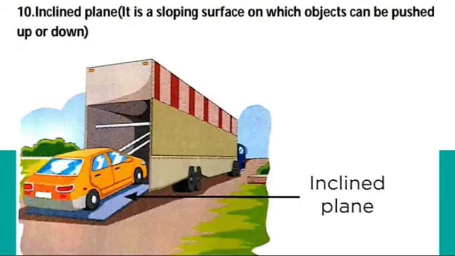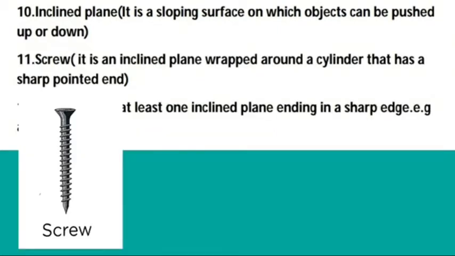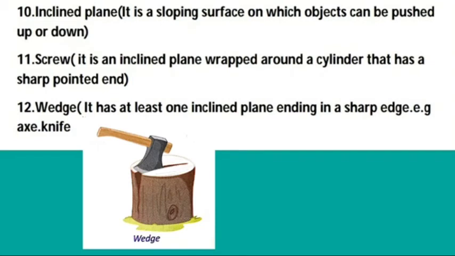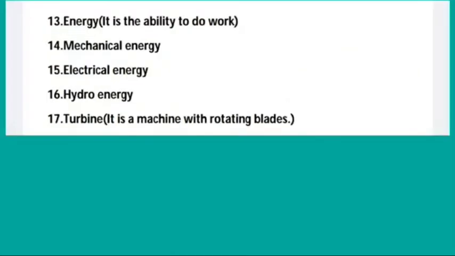The next hard word is inclined plane. It is a sloping surface on which an object can be pushed up or down. Look at this picture. Loading a new car in a truck is done by making use of an inclined plane. The next is screw, and a screw is used to fix the object, and this is the picture of a screw. The next is wedge, and this is the picture of a wedge. Hard words are energy, mechanical energy, electrical energy, hydro energy, turbines.